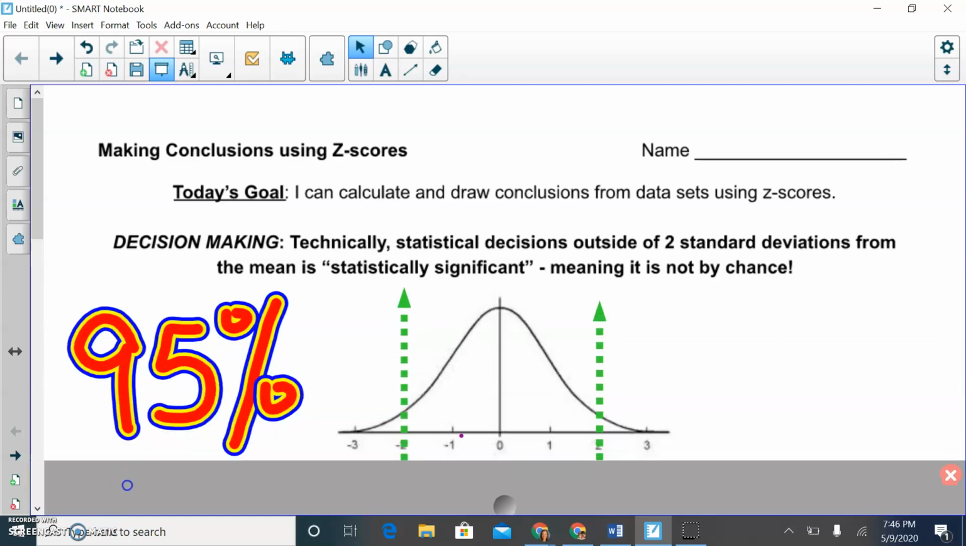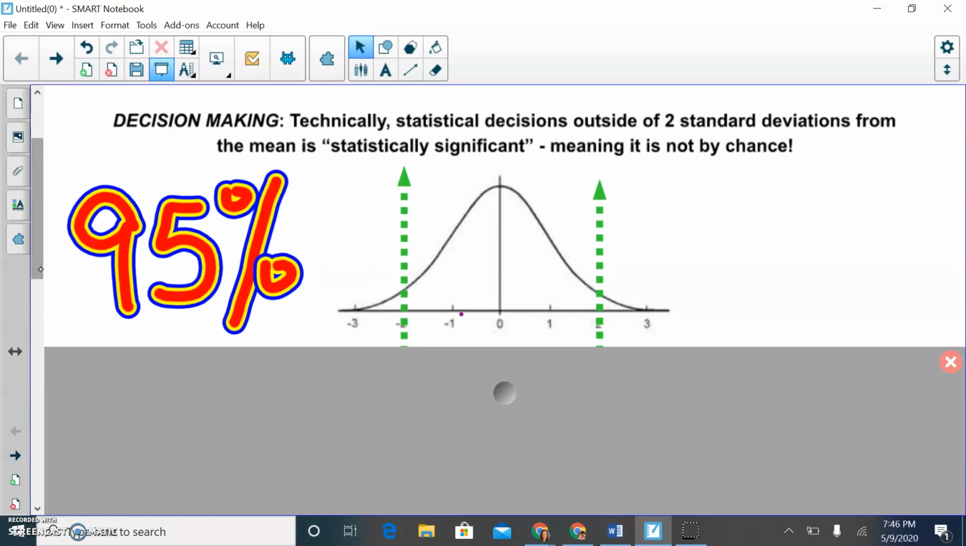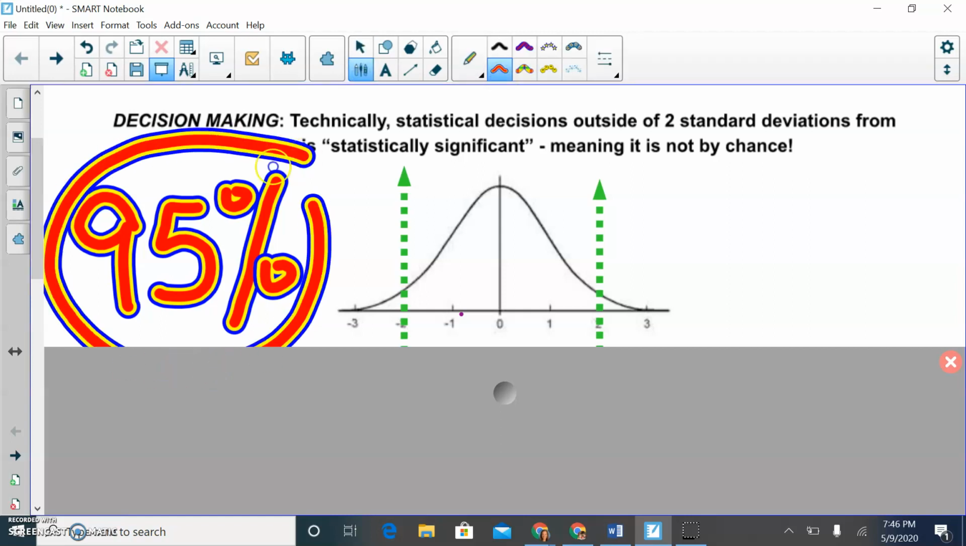So what we do is we look at that normal curve and we say, okay, that 95% marks off those two standard deviations. 95% is a number that makes us really happy. If we happen to have a sample that falls outside of two standard deviations from the mean, that's when we say that it is statistically significant and it could not have occurred by chance.